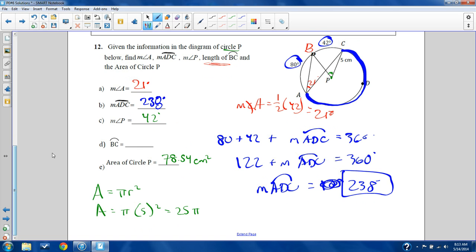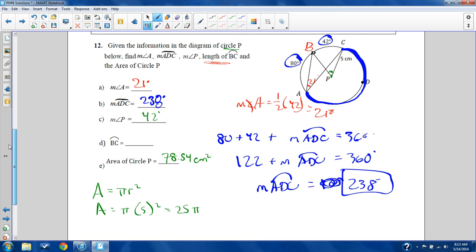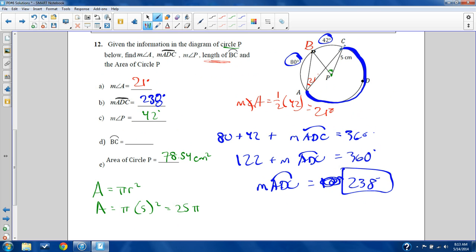Okay, finally, length of arc BC. I'll give myself a little more room. Remember, length, this is not measure. We already have this as 42. They're not asking us to say that this is 42 degrees. They want the length. The length of this is based on the circumference of the entire thing. If I find the circumference of the entire thing, I want to find out what fraction this is of this entire thing, and I'll know what it is.